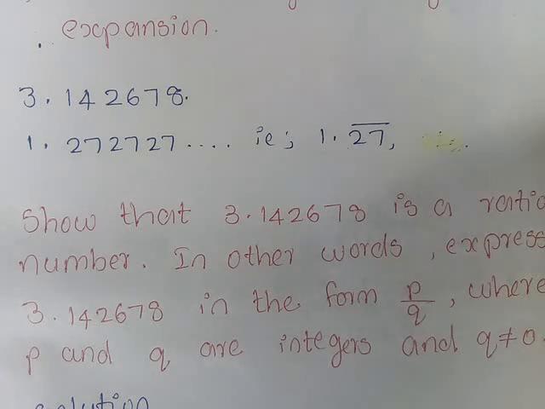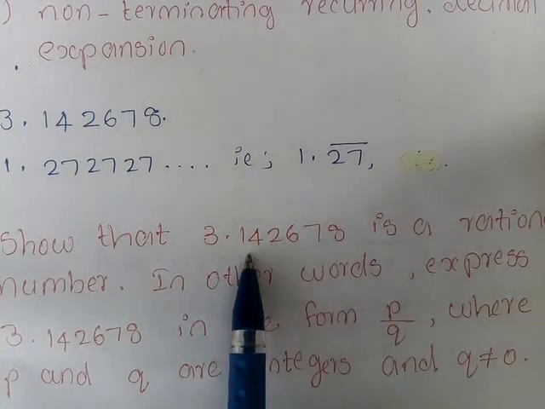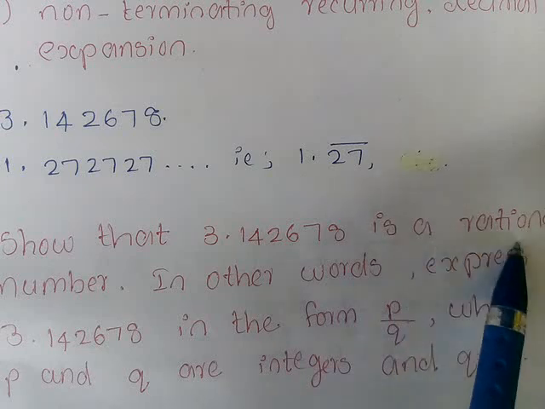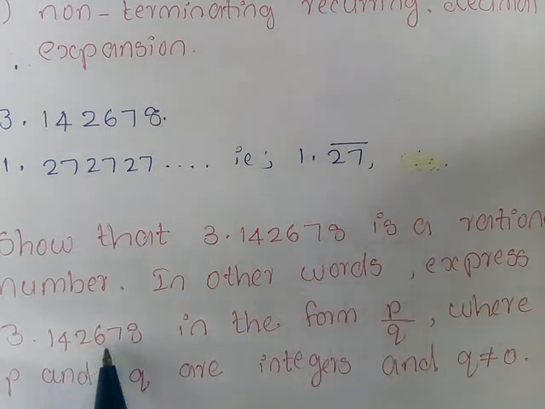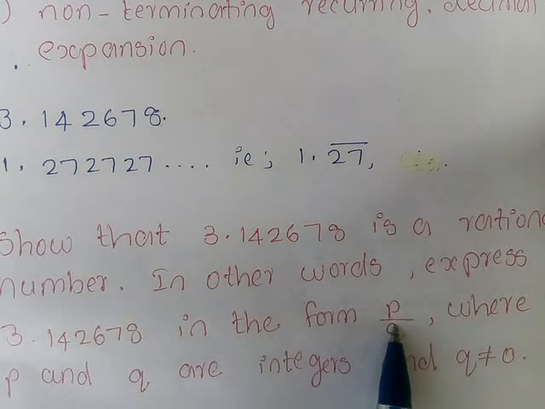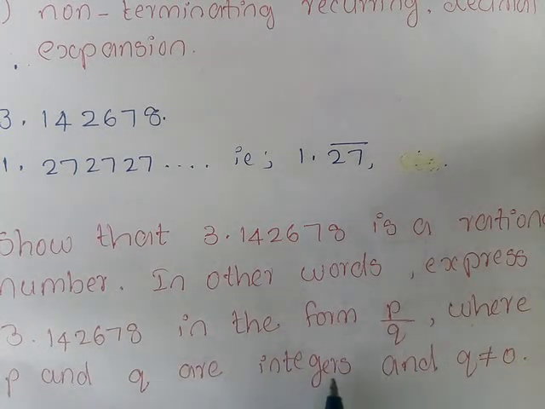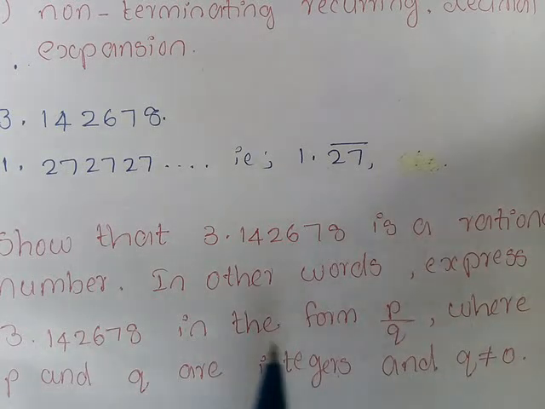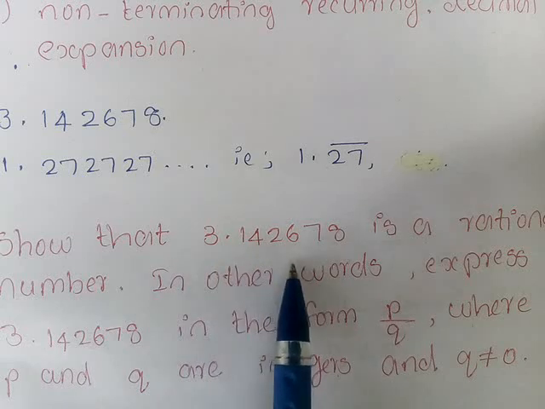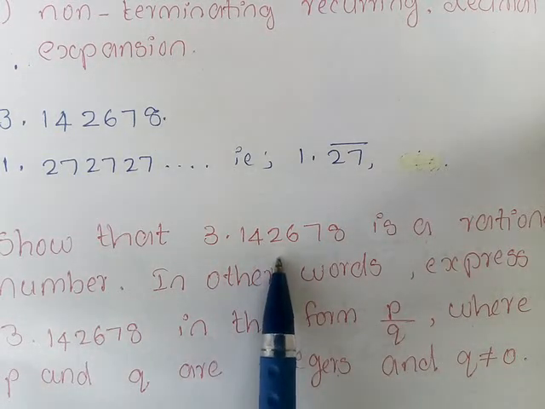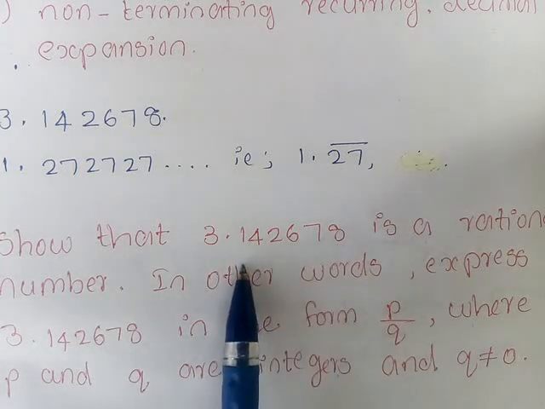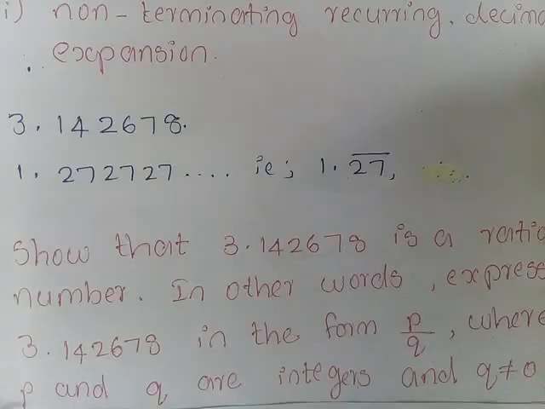Question number 1. Show that 3.142678 is a rational number. In other words, express 3.142678 in the form p by q, where p and q are integers and q is not equal to 0. Don't think that by putting 1 as the denominator you can make this rational number in the form of p by q. It is not applicable for decimal numbers. Now let us check the solution.